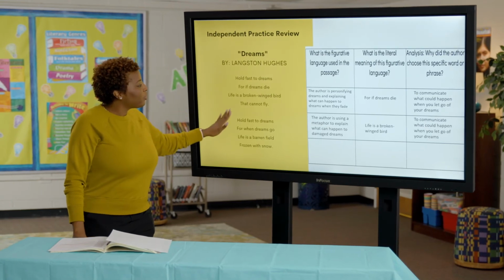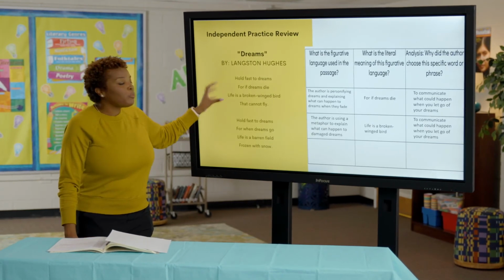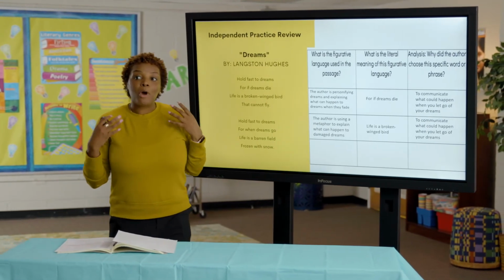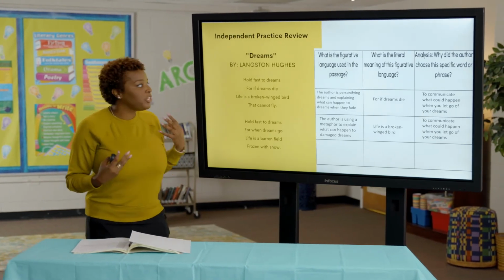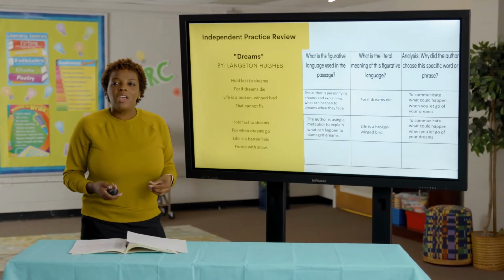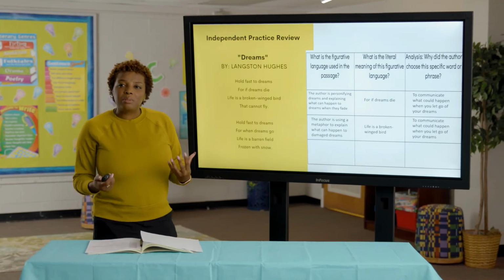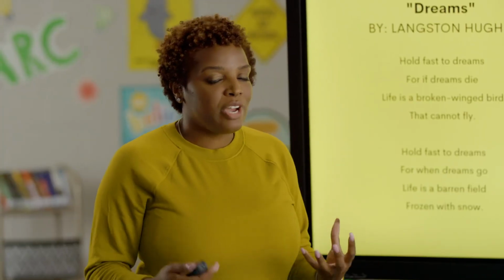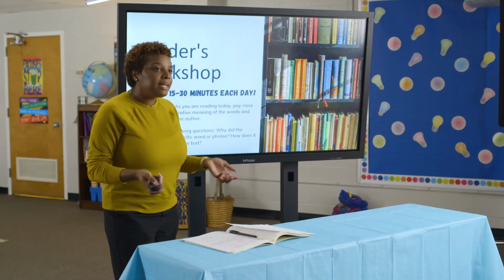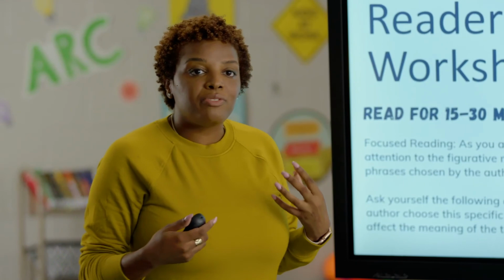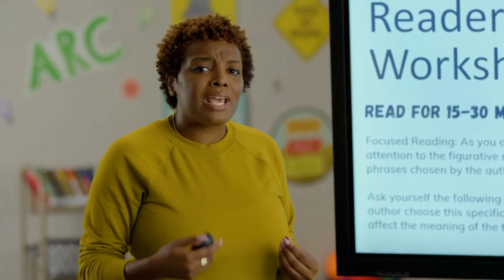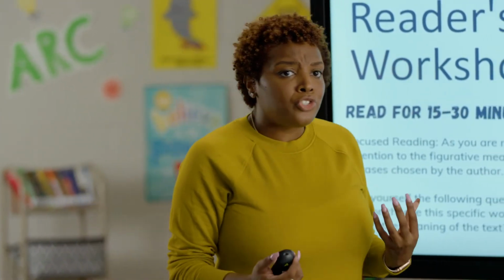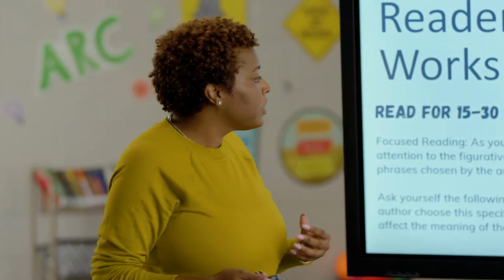So as you went back through and reread this particular poem, Dreams by Langston Hughes, I'm hopeful that you were able to find some different examples of figurative language and also kind of explain and understand why Langston Hughes chose the words and phrases that he chose. So now you're going to get a little bit more practice with identifying figurative language and also thinking through and analyzing why the author chooses the words and phrases that they choose.